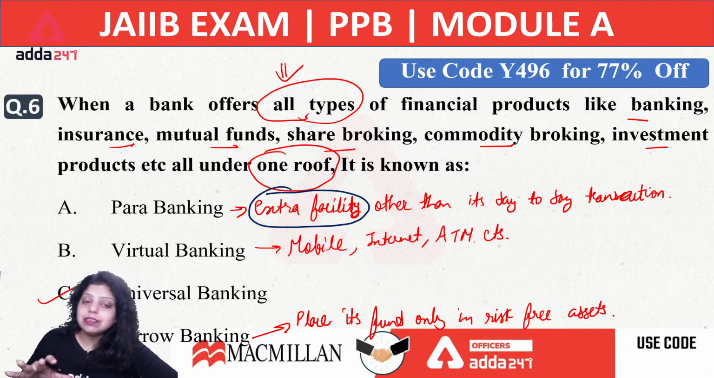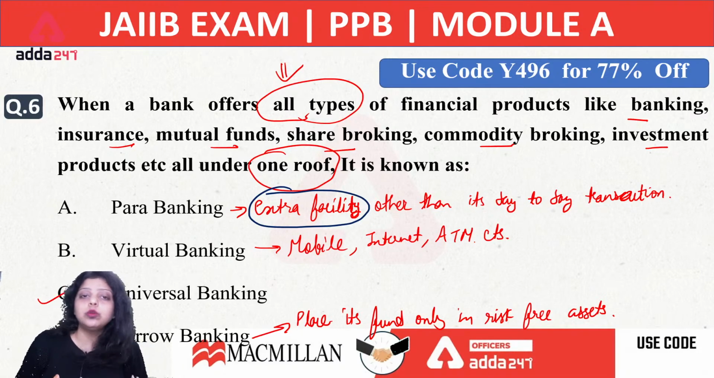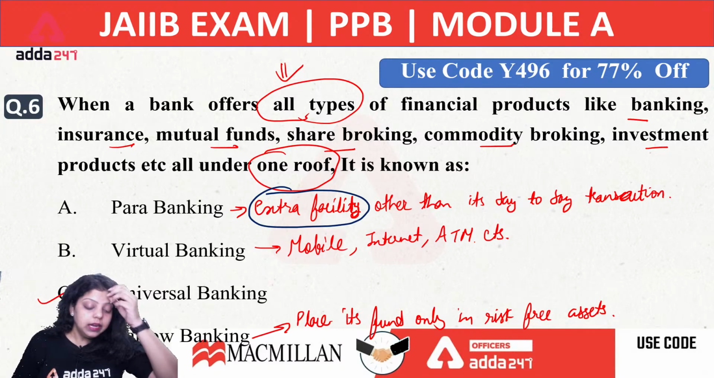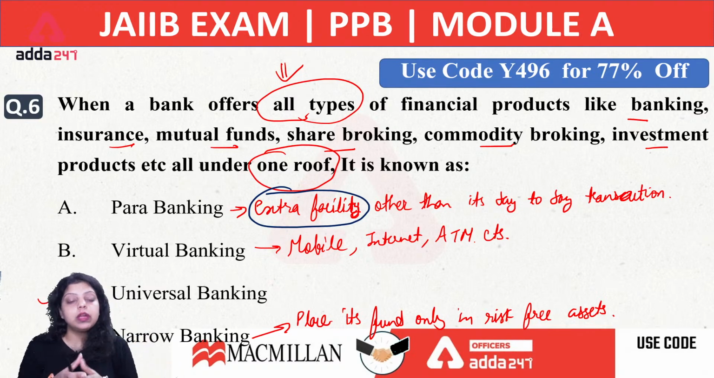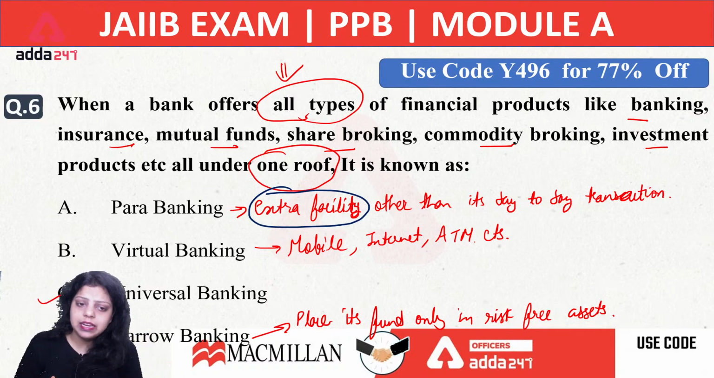You can't say that only insurance business is provided by the bank. A bank can provide any one or two extra facilities in para banking. It can be insurance, it can be share broking, it can be an international debit or credit card, anything else. But not all, it is limited. One or two or three facilities will be provided other than the day-to-day transaction. So this is the difference between universal and para banking.